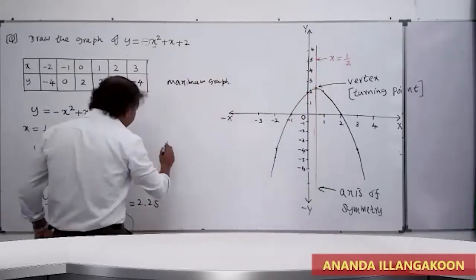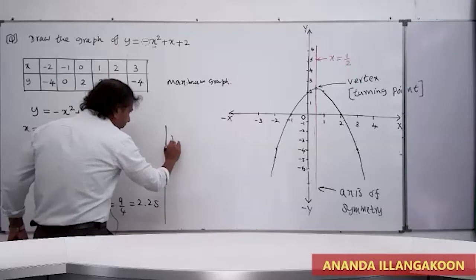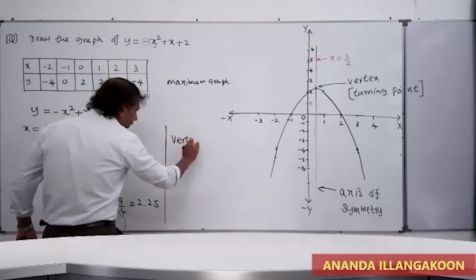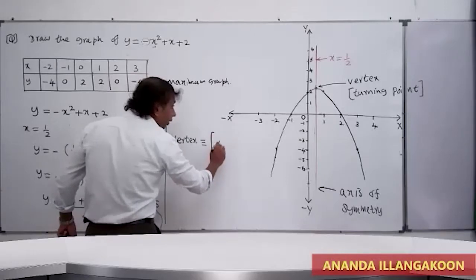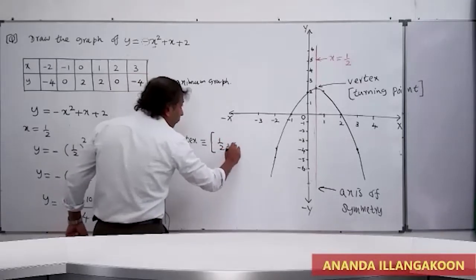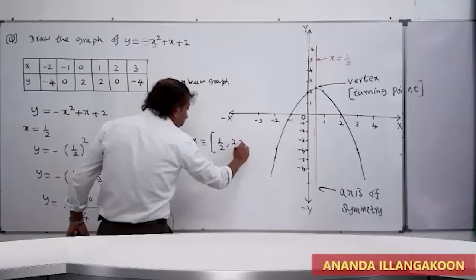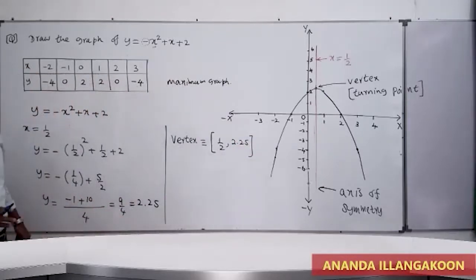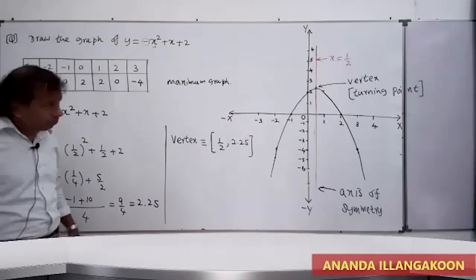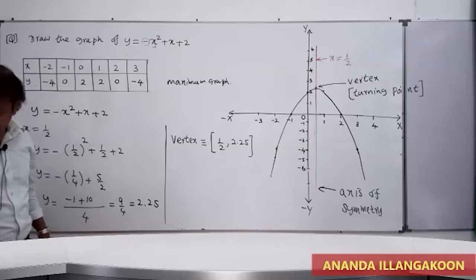Therefore, the vertex we can write as half, 2.25. X coordinate is half, y coordinate is 2.25. Right.